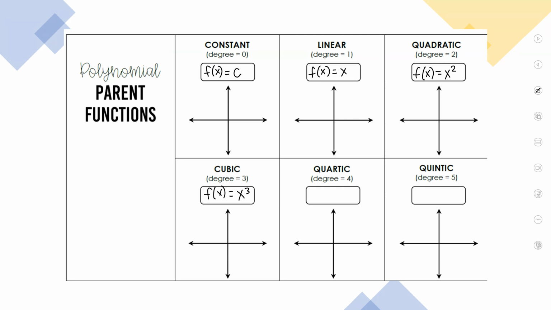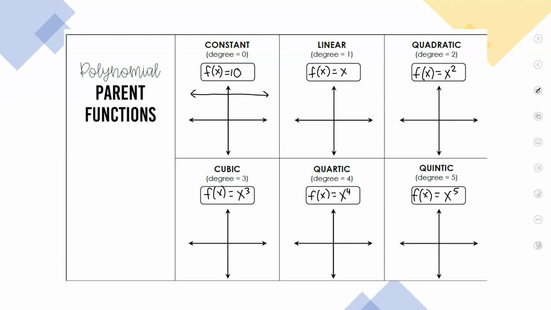This is a 4th degree polynomial. F of x equals x to the 4th. F of x equals x to the 5th. Okay, so what you guys are going to do is go to Desmos, type in these equations, and graph them. Sketch them on these blank graphs. So guys, for constant, you can pick any number. So example, you can pick 10. That means it's just going to be a straight line going through 10. Okay, so that's an example.